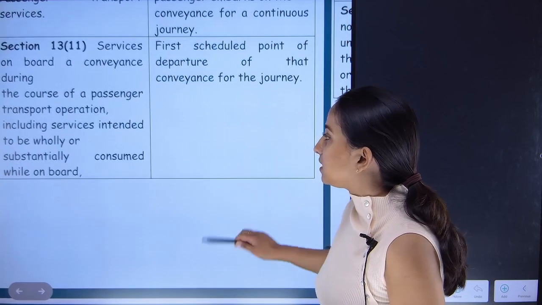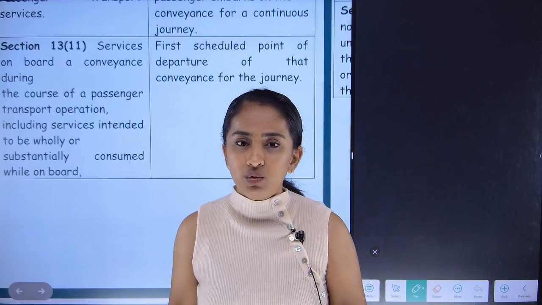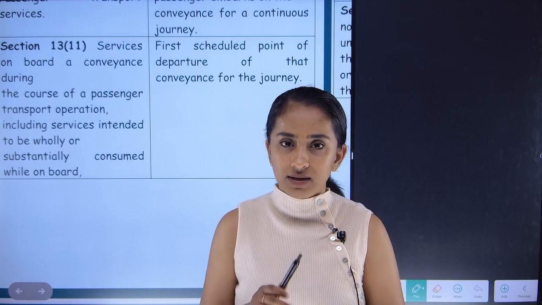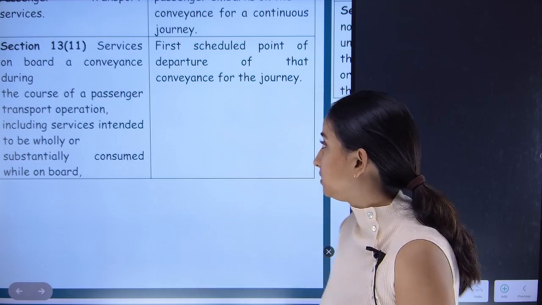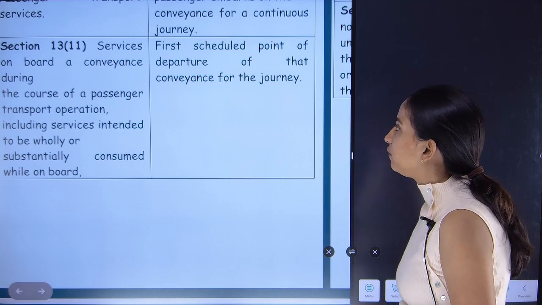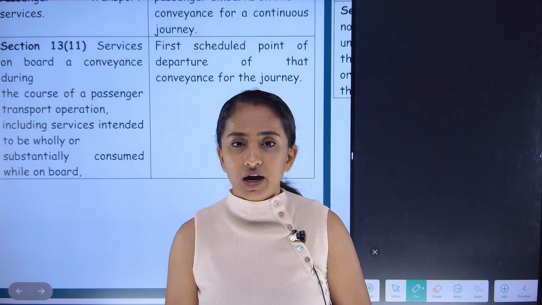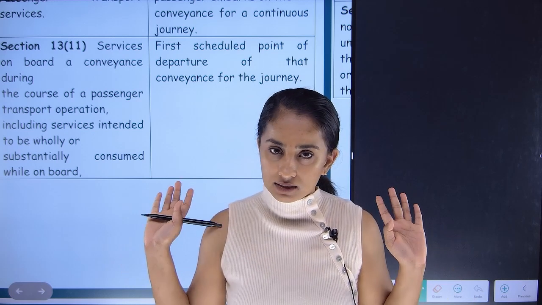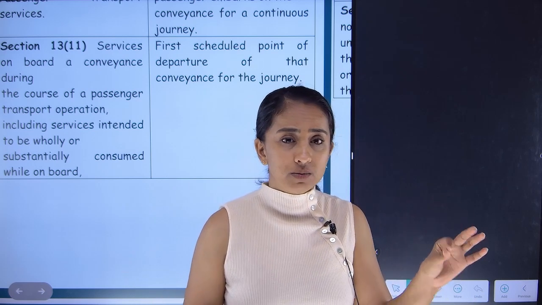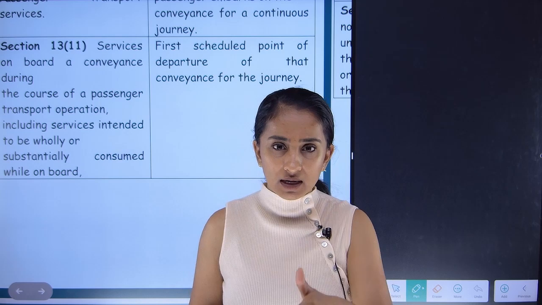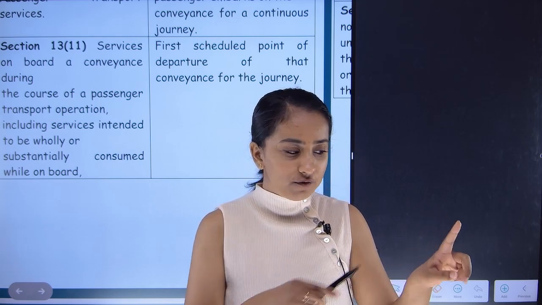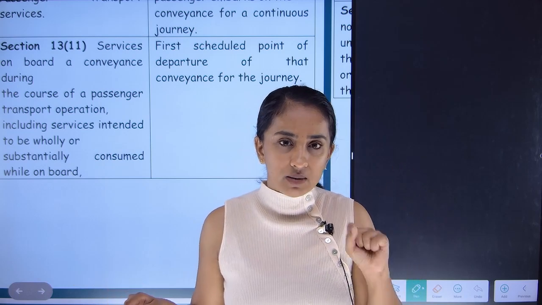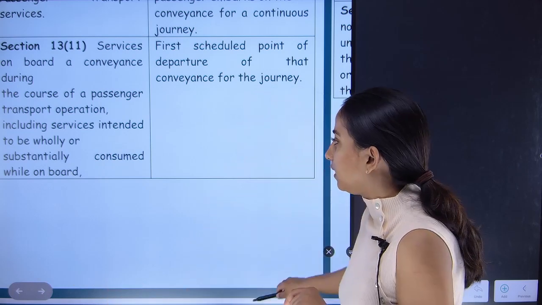Services on board a conveyance. On board a conveyance means what? You get into a flight. In flight, they'll give you food, water, anything that you need, right? That is services on board a conveyance. So, the first scheduled point of departure of that conveyance. Let's say the flight is scheduled from Bangalore to California, for example. So, Bangalore is the first point, the second point will be Delhi. You are embarking in Delhi, you are actually getting in at Delhi, but the full schedule is what? From Bangalore to California, right? So, the first scheduled point of departure is Bangalore. So, Bangalore will be the place of supply.